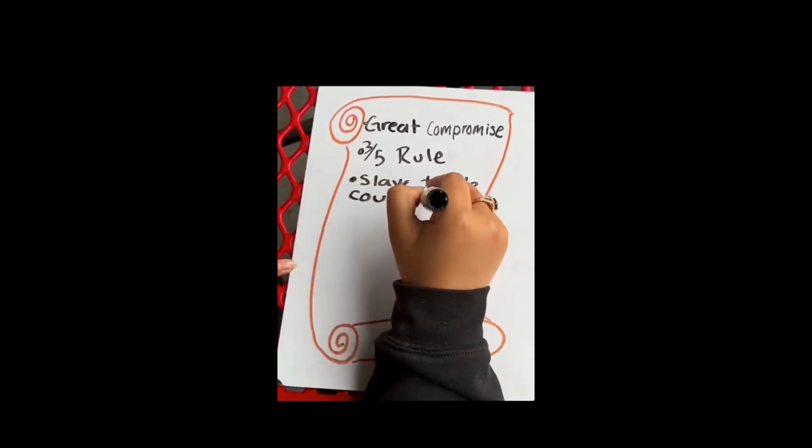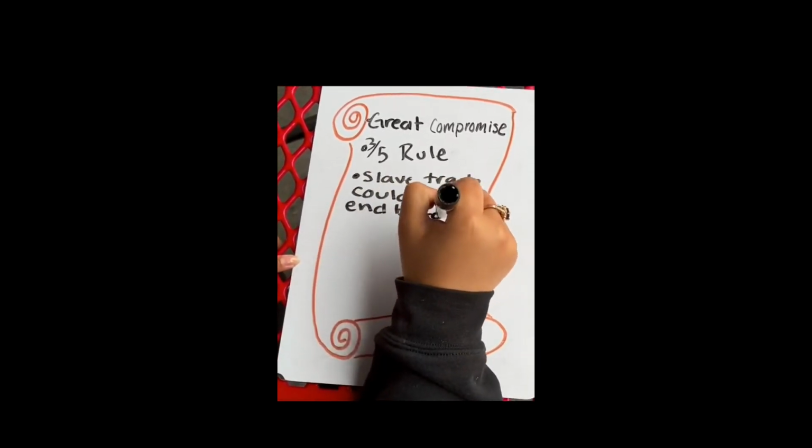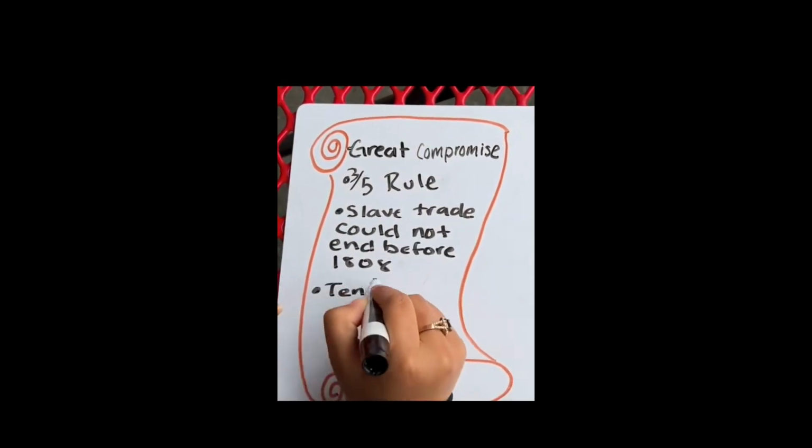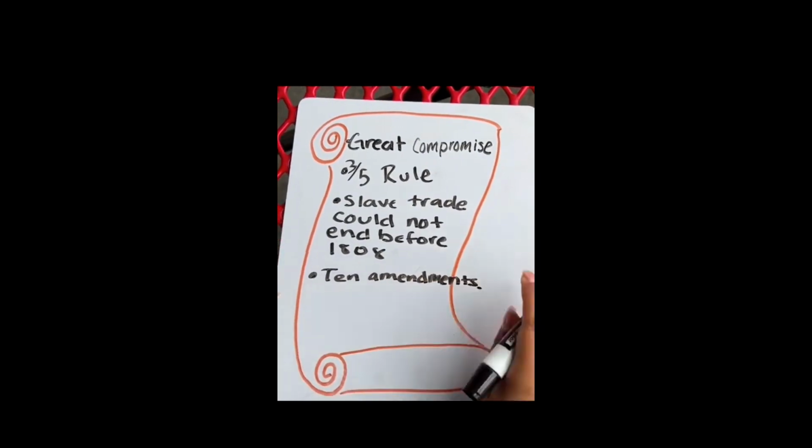The ratification of the Constitution was only passed when the Bill of Rights was put as the first 10 amendments by the Federalists towards the Anti-Federalists.